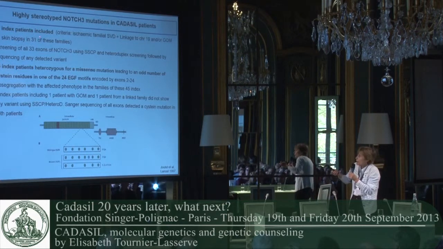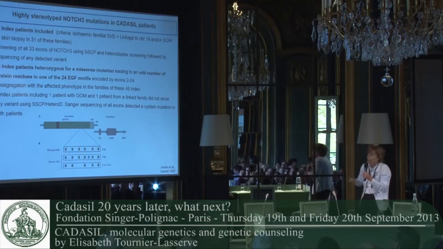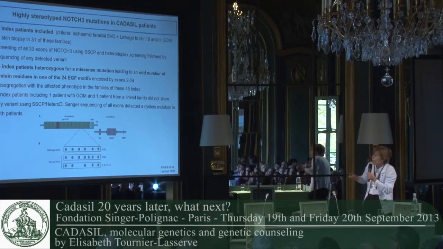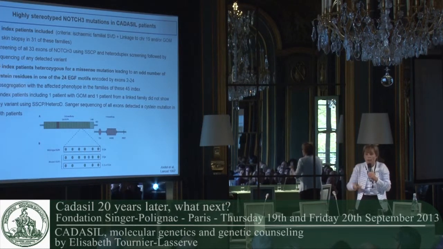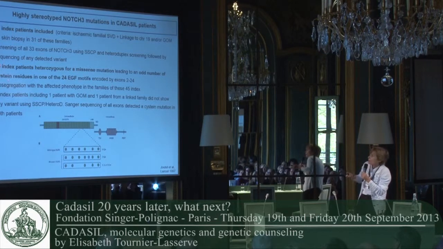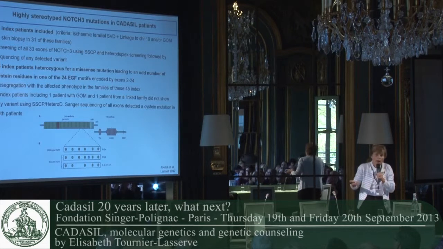45 of these index patients were heterozygous for a missense mutation that was leading to an odd number of cysteine residues within one of these EGF motifs. So this was already extremely striking. But still, there were 5 index patients who had no mutation, so how come?